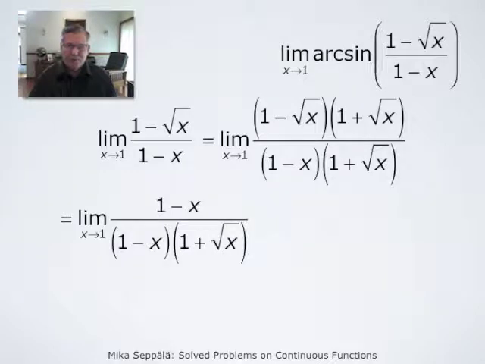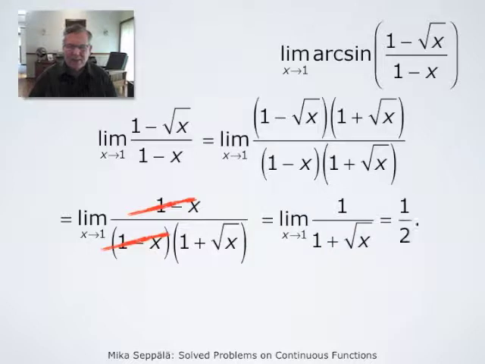So we get that the rewriting of the argument of arcsine in this function is (1 minus x) divided by (1 minus x) times (1 plus square root of x). 1 minus x cancels out. So we get that this expression is really 1 divided by 1 plus square root of x. As x approaches 1, this has the limit 1/2.